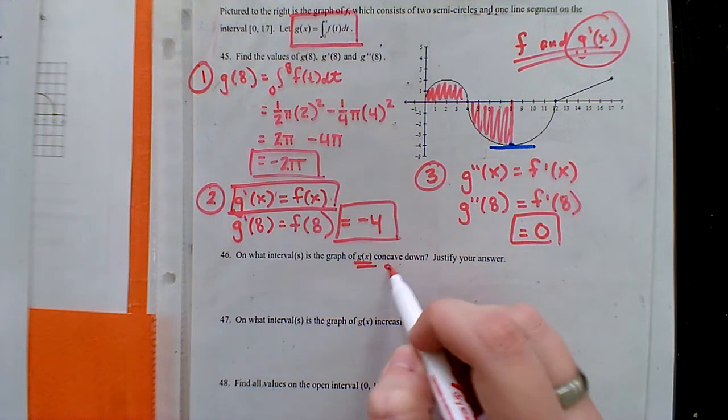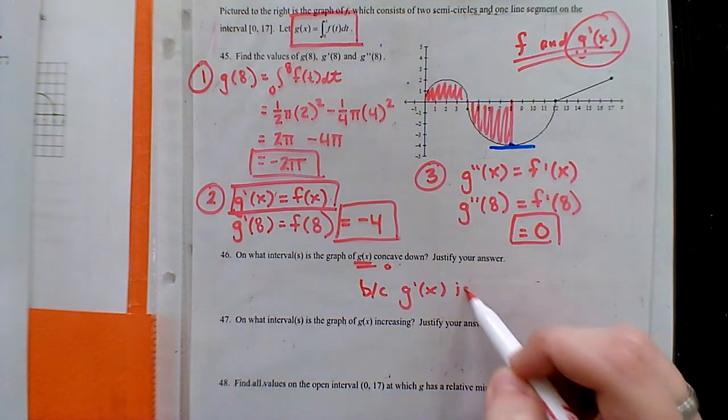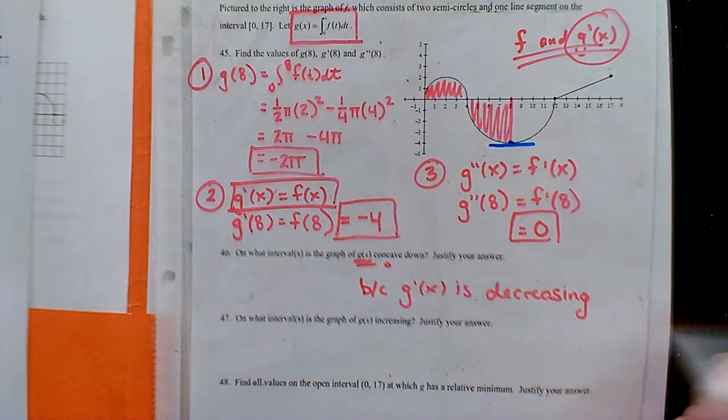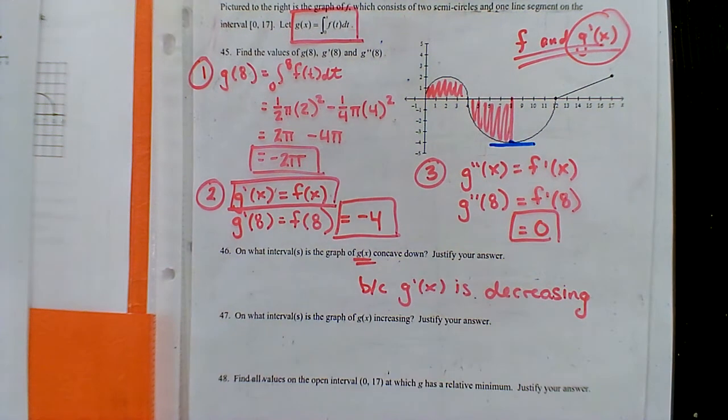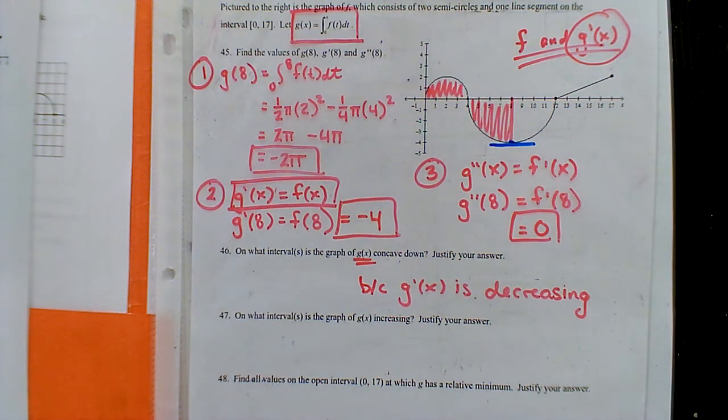Decreasing. All right, so we'll say because g prime of x is decreasing. That's our justification, and now we have to figure out those intervals. So this was the graph of g prime. Where is that graph decreasing?